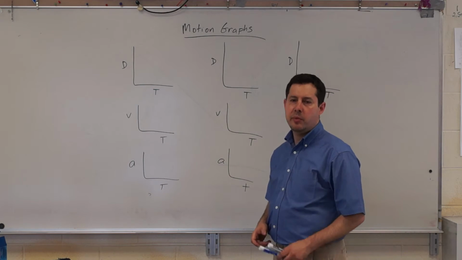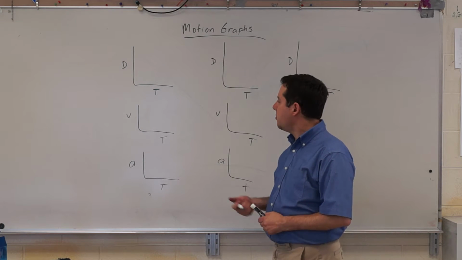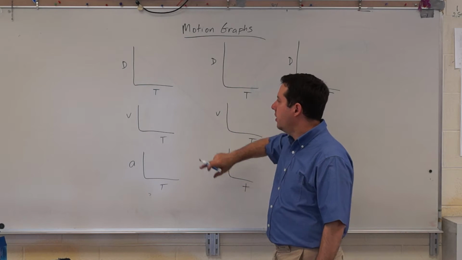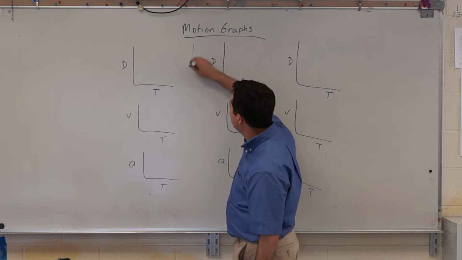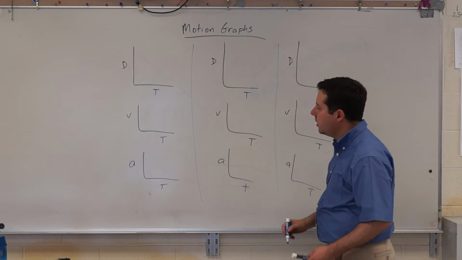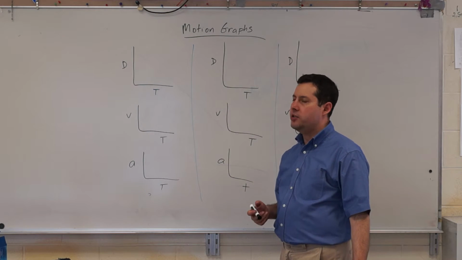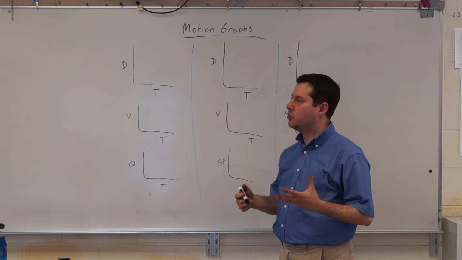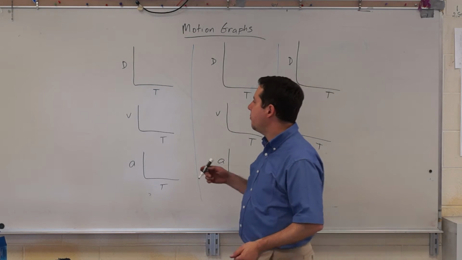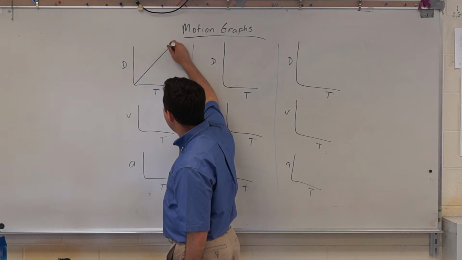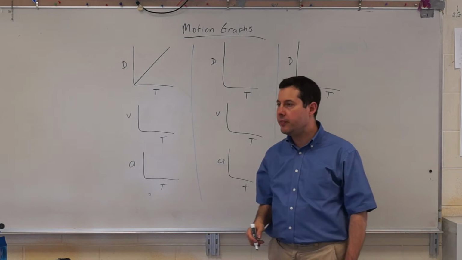I want to talk a little bit about motion graphs. And I've put a whole bunch of graphs up here, dt, vt, and at graphs. And we're going to separate them into 3 columns. And I'm going to do one at a time, because it always helps to understand how graphs interact with each other. So let's say, for example, you have a distance-time graph that looks like that, right?